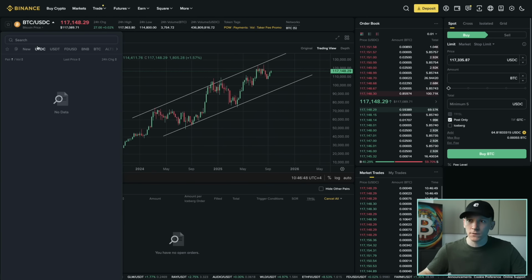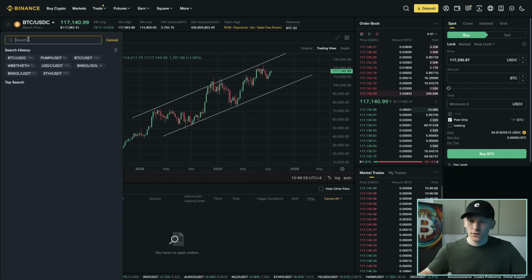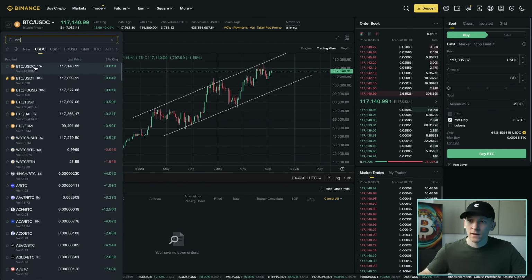For me, I'll just show you USDC pairs right here. So all assets are going to trade against USDC and USDT, the dollar stablecoins. So if you've got an asset that you want to buy, you can search for it here like this. So the ticker for Bitcoin is BTC, and then it just shows you all the different trading pairs that we can trade against BTC. I've got some USDC in my account, so that's the one I'm going to sell.